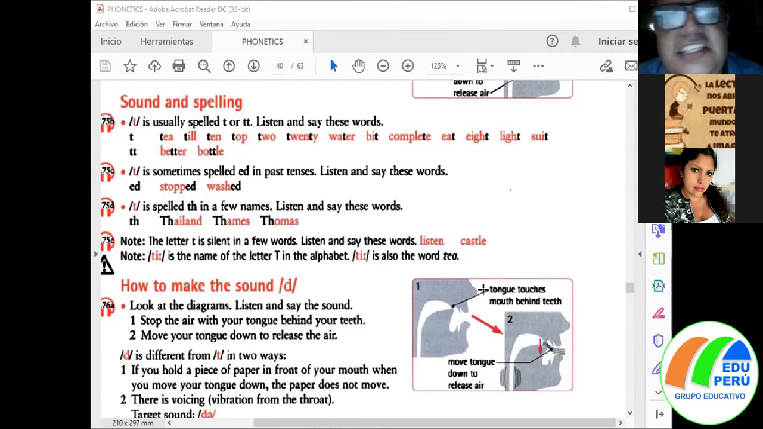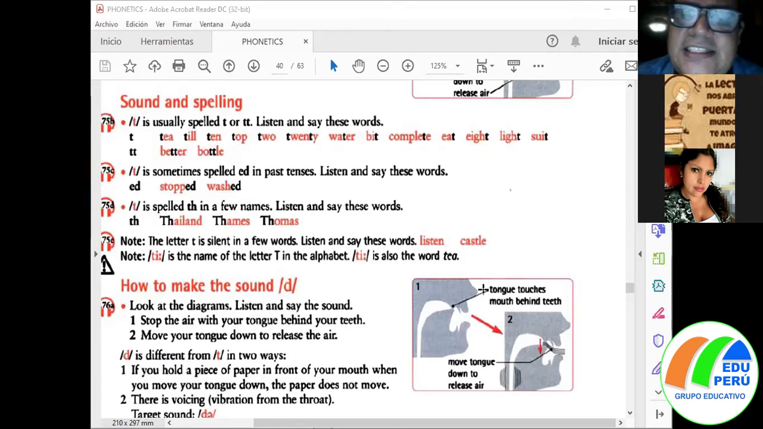Ta is spelled th in a few names. For example, Thailand, Thames, Thomas. Generally, with this spelling th, we use another sound, the dental or interdental sounds: think, thought, that, those. But there are some cases like this where you produce the sound ta: Thailand, Thames, the river, and Thomas, the name of the person. Let's pass to the notes.